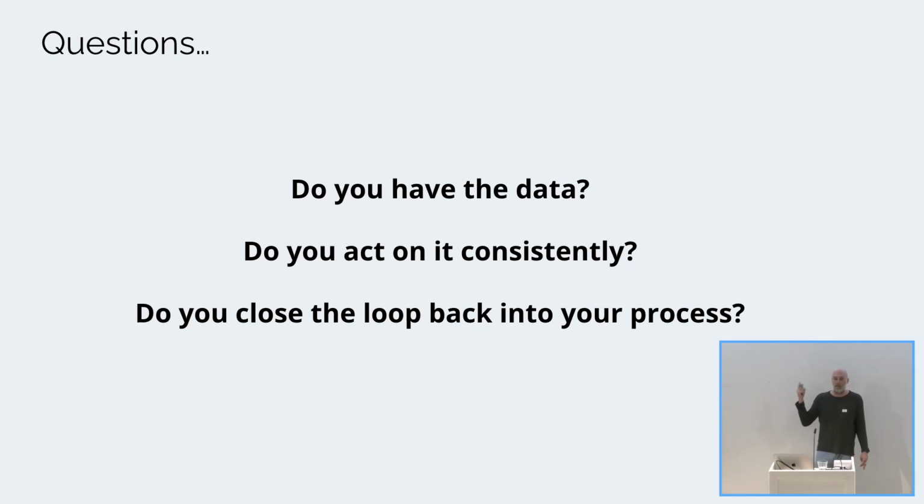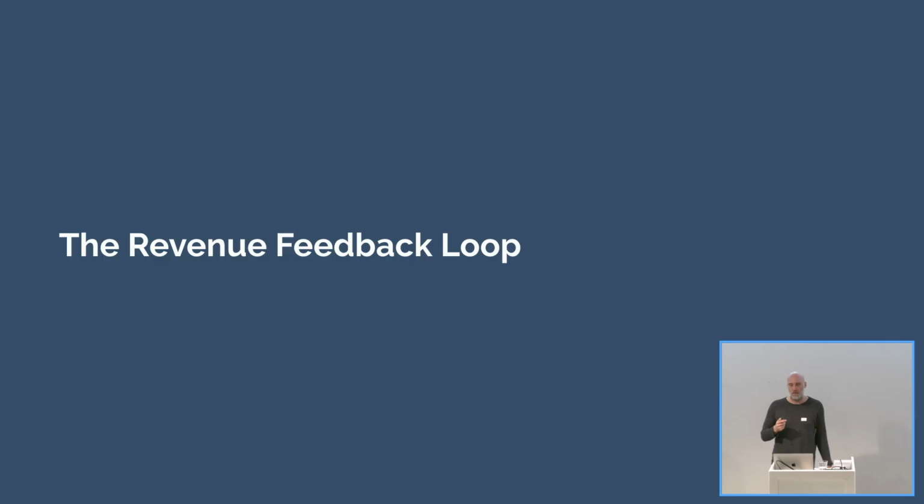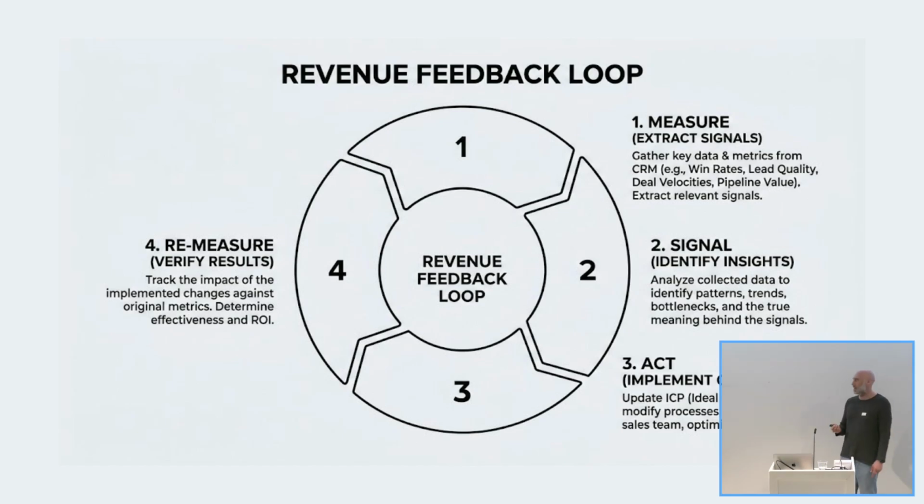So do you actually change your process and then look at your data again and do it again and do it again? Because if you do that, Vlad just told about the compounding effect. If you keep on using your data and keep on changing the way you're working, then you have a really powerful instrument. And to do that, we use the revenue feedback loop. And that looks like this.